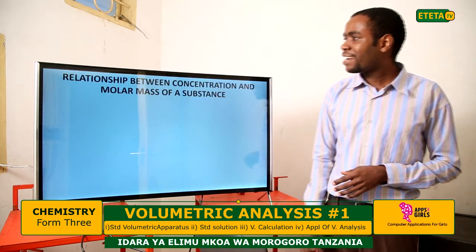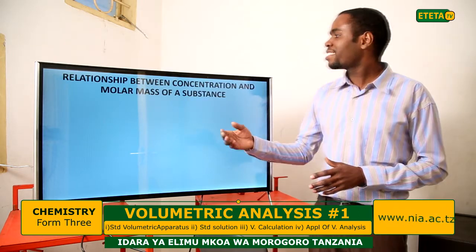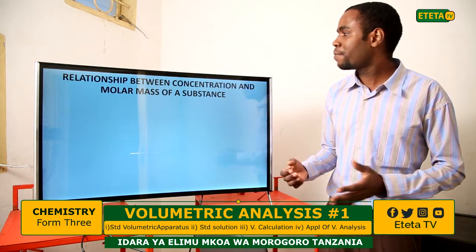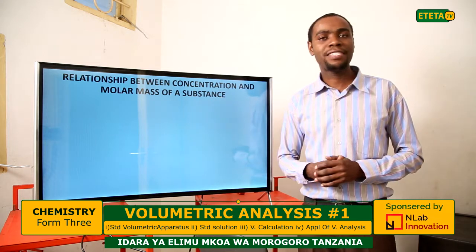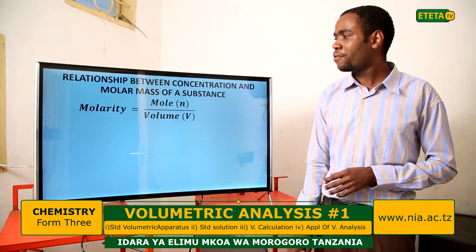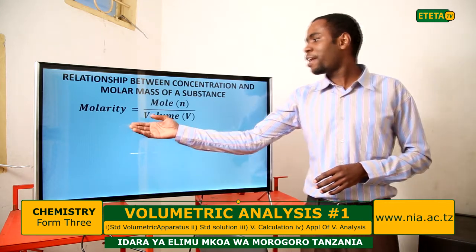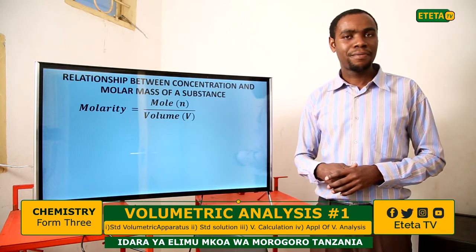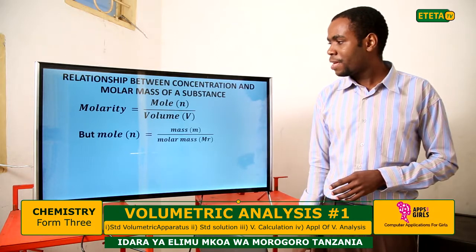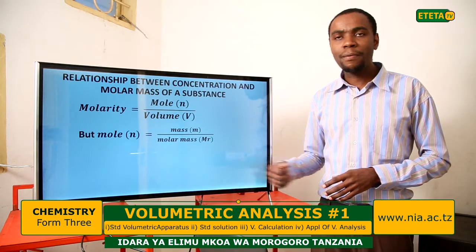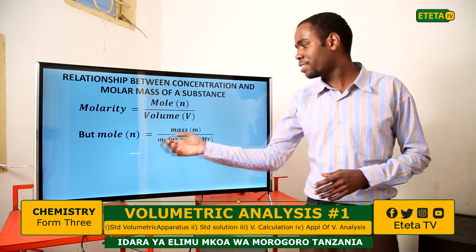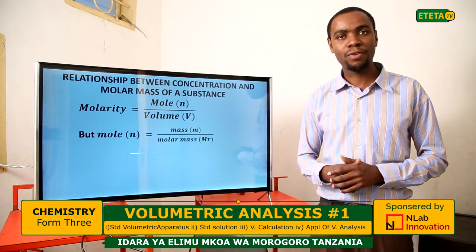Now, second, we are going to look at the relationship between concentration and molar mass of a substance. Now, from the formula, we say that the molarity is equal to mole over volume. But the mole is equal to mass over molar mass. It's my hope that you know that mole is equal to mass over molar mass from the concept of mole.